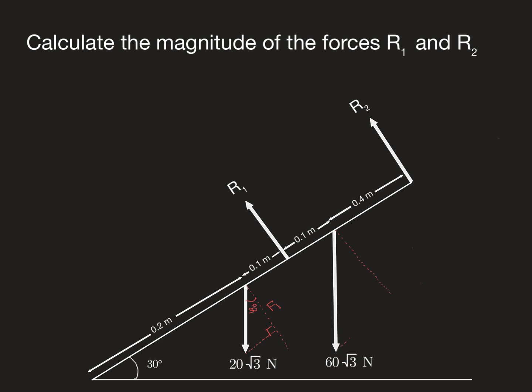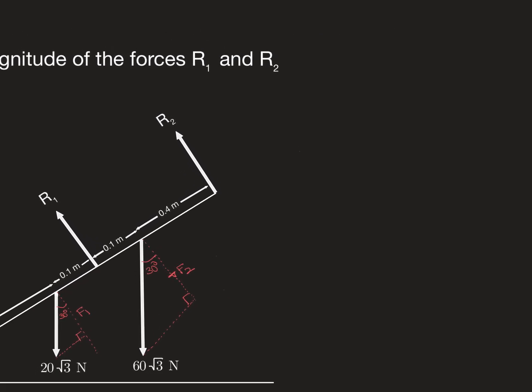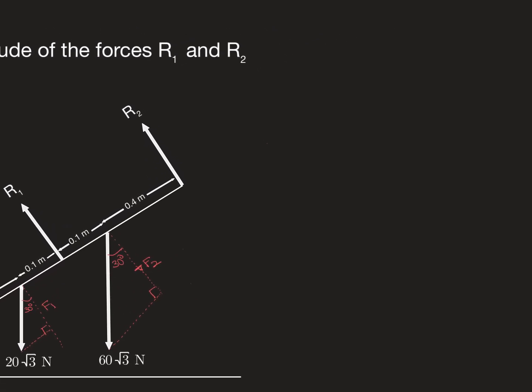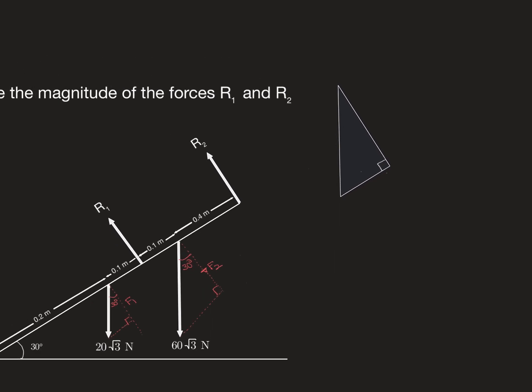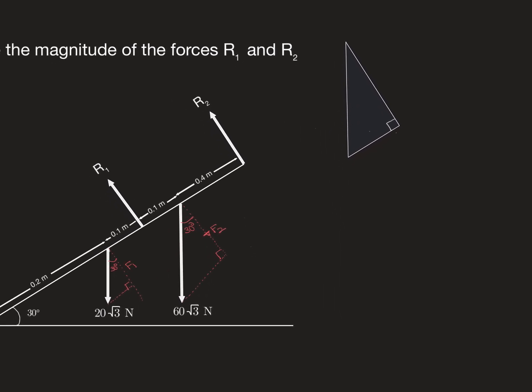And if I should complete the triangle, I will have a right angle triangle here. The angle here will also be 30 degrees. So I can call this force F2 as well. Considering F1, we will have a right angle triangle like this. So this will be F1, this will be 20 root 3, and this angle will be 30 degrees.